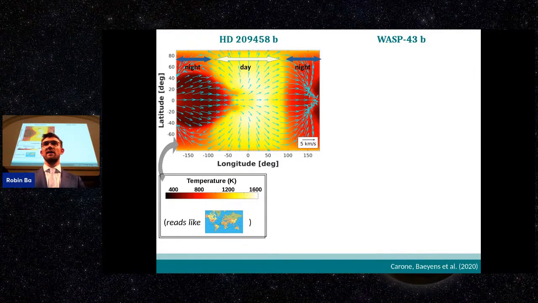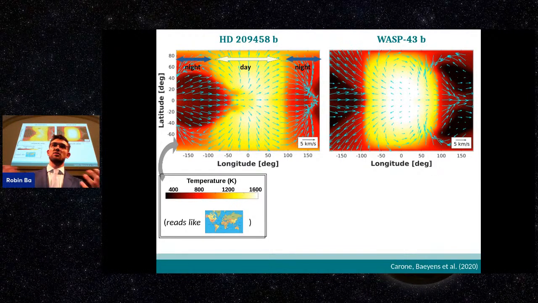Now, if we have a look at the different simulation, WASP-43b, we can see that it is similar in some ways, but we can also see some differences. The temperature contrast is bigger, so the day side is hotter, the night side is colder, and we can see that the fast equatorial jet is somehow disrupted. So it appears that due to the climate dynamics in this model, there is something else going on, and that leads to a different type of climate or a different climate regime.